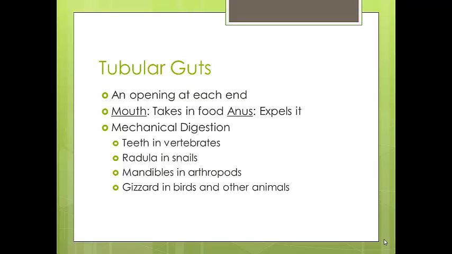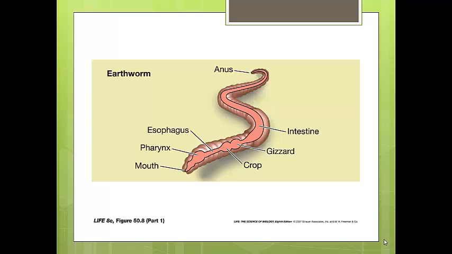The tubular guts. These are found often in earthworms, and it's an opening at each end. The mouth takes in food, the anus expels it. In mechanical digestion, food is ground up physically. The vertebrates have teeth, the snails have radula, arthropods have mandibles, and birds and some other animals have a gizzard, which is a small stone deeper in the throat, which helps with grinding. It's like a Bludger in Harry Potter.